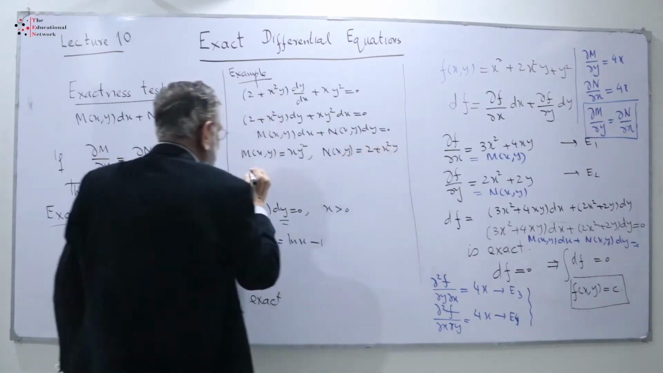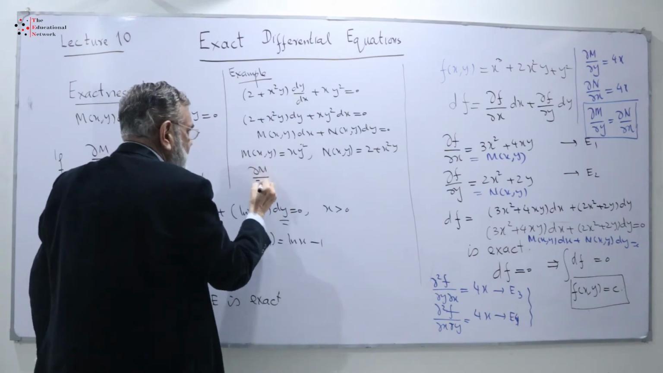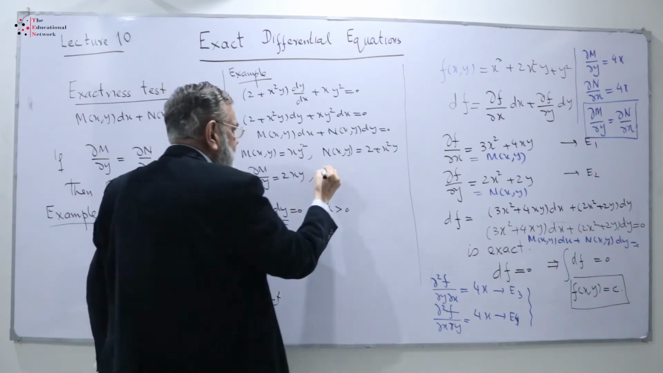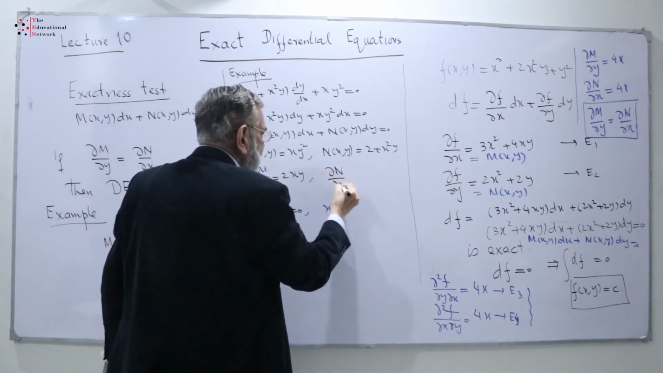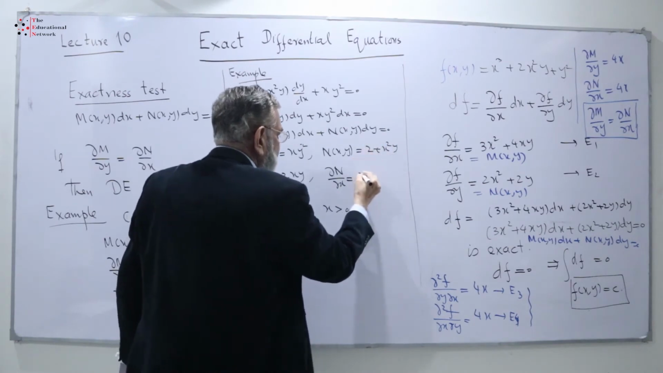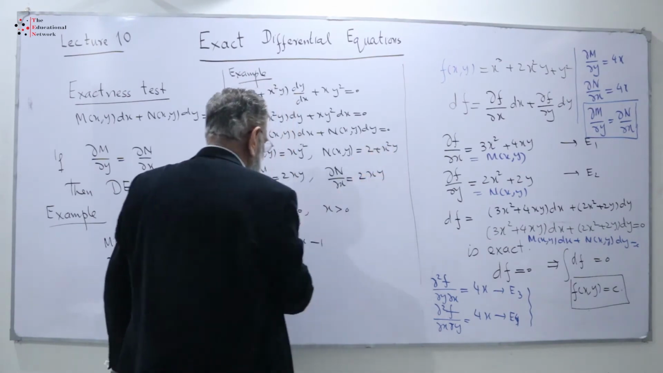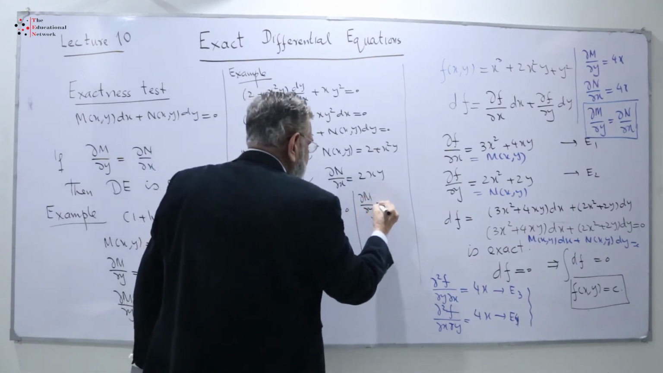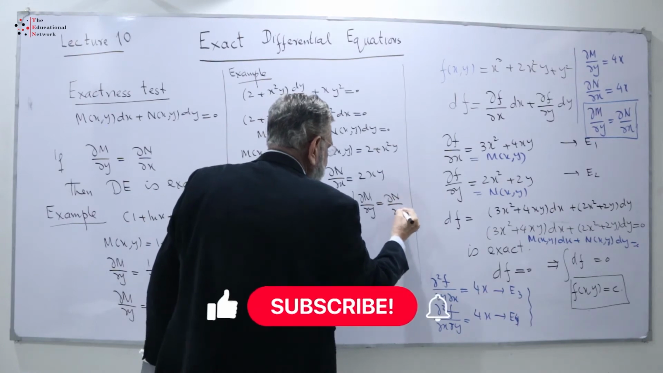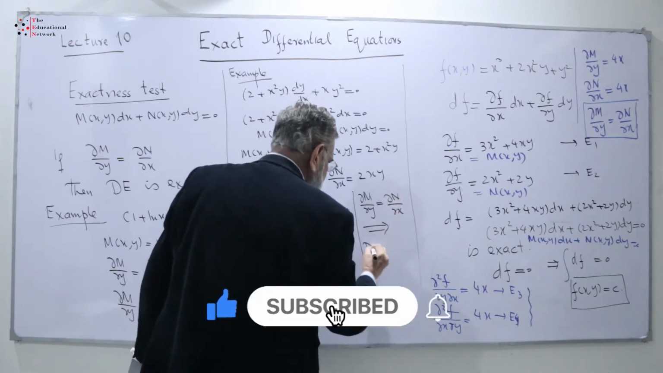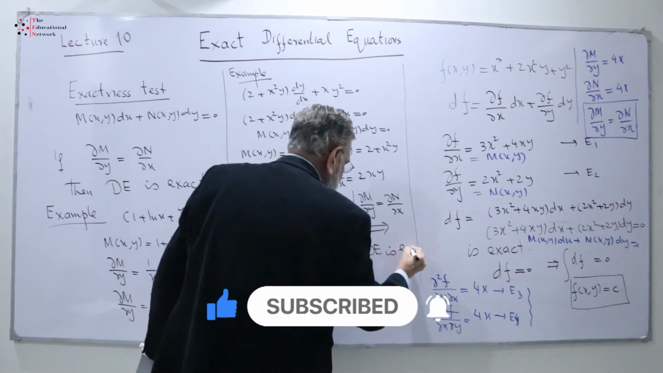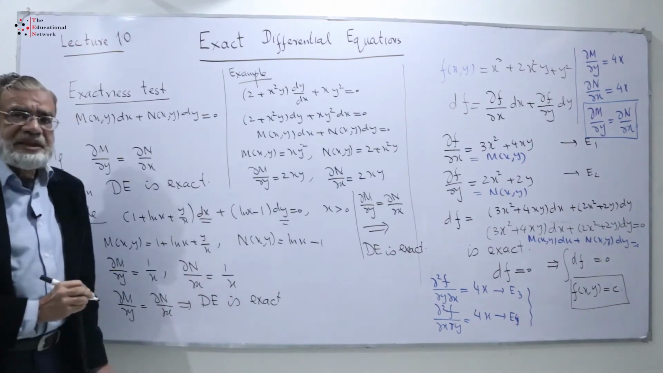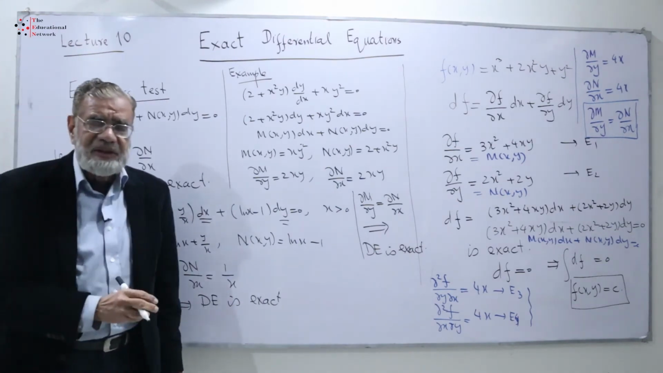Now find partial M by partial y. This equals 2xy, with x constant. Then partial N by partial x: the derivative of 2 is 0, and we get 2xy. So we can see that partial M by partial y is equal to partial N by partial x. This implies the differential equation is exact. Now we know how we can check whether the equation is an exact differential equation or not.